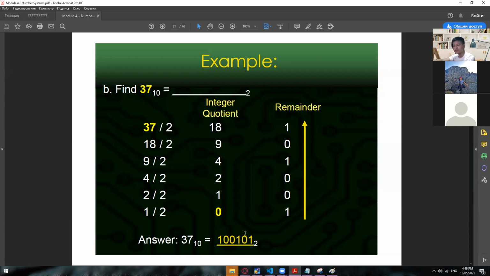All right. So that is from decimal to binary, wherein again, of course, we only have two numbers, a 0 and a 1.